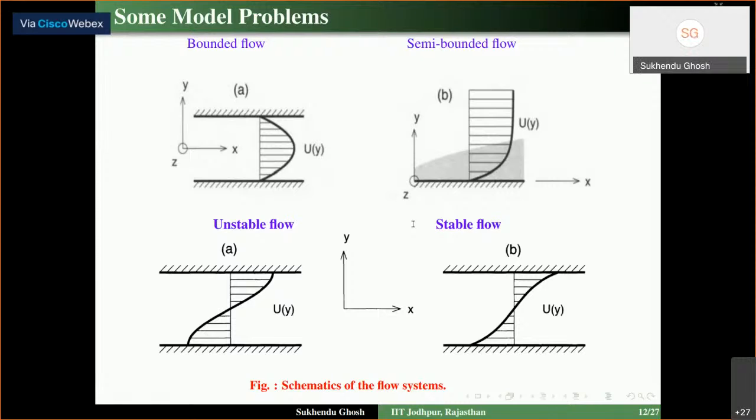Okay, and my slides are visible to you, I hope so. Yes, they are visible. Okay, okay. So then let me start from the discussion where I have stopped.